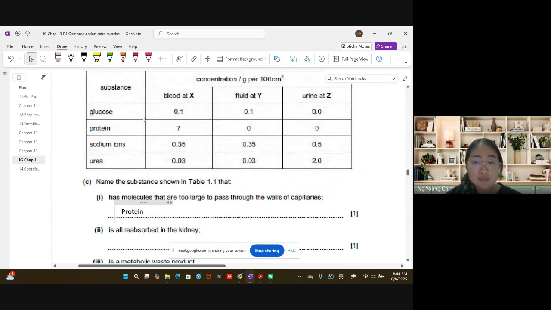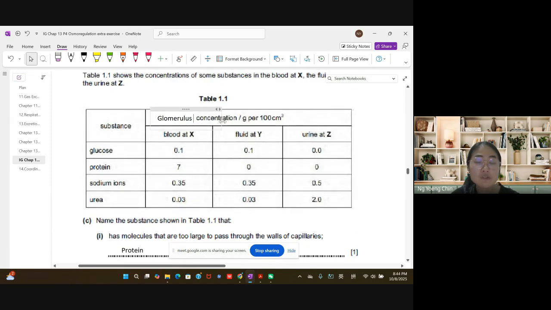So you can see, right, the glucose are like this. The proteins, when they reach the fluid at the Y, right, they become totally zero. No more protein. So what does this show? This shows that the blood at the X will be at the top, the glomerulus. At the Y, right, it will be the proximal convoluted tubule. Okay, PCT.